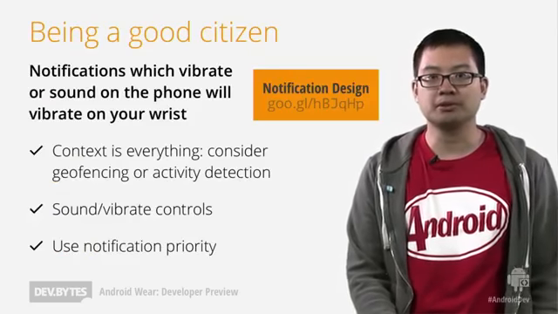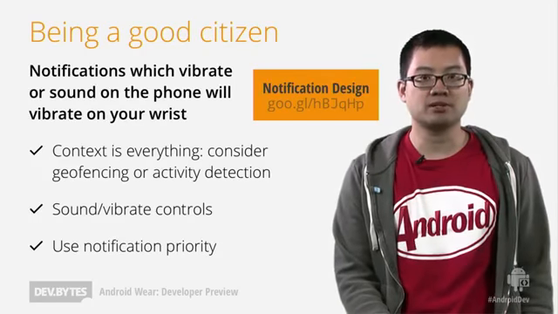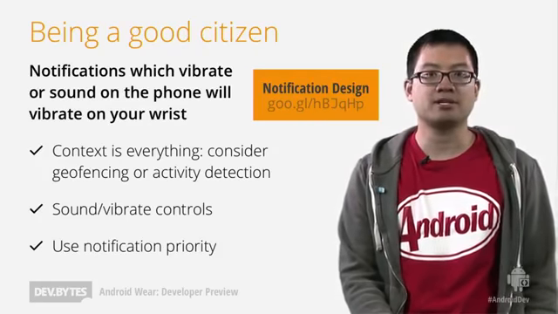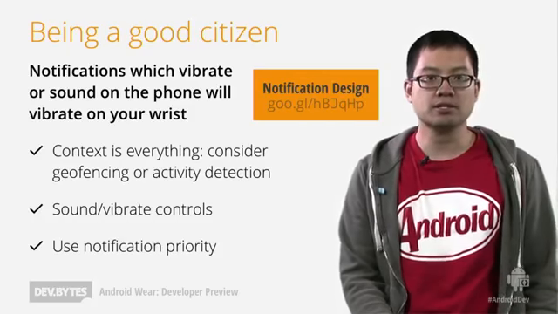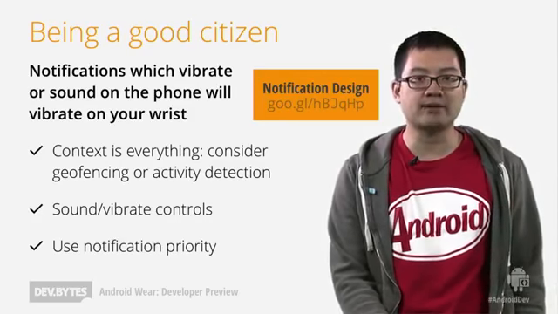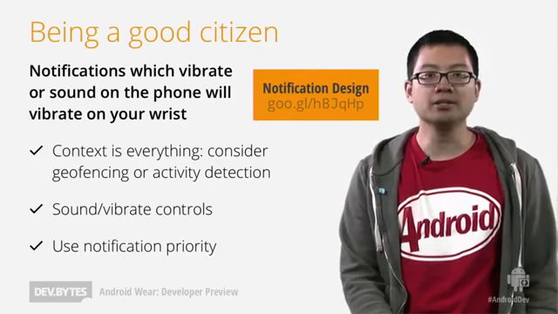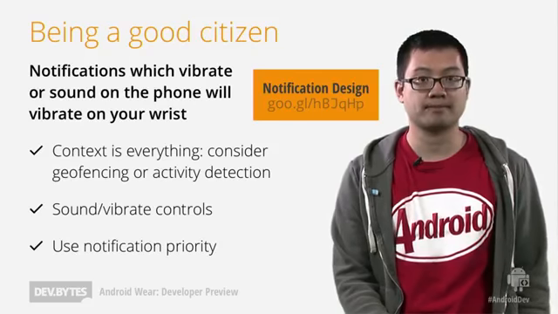So that's really cool, but with great power comes great responsibility. Automatically bridging notifications to your wrist means it's extremely important that you be considerate of when and how you notify the user. First, note that Android Wear devices will not vibrate for every notification. That would get annoying really quickly. Only notifications which would vibrate or make a sound on the phone will buzz your wrist.